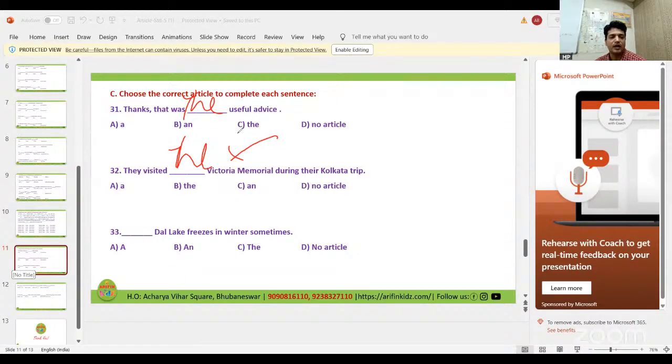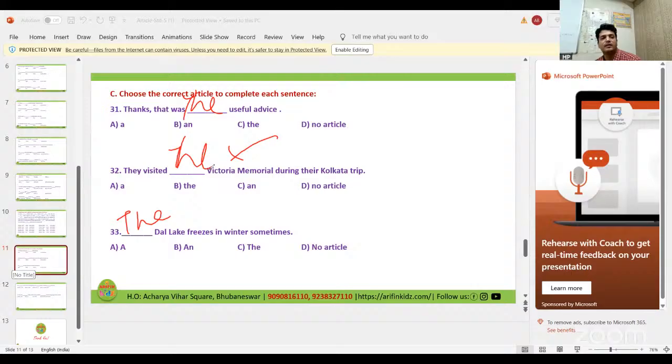Dash lake freezes in winter sometimes. It is again the. Three of them are specific. So they visited the Victoria Memorial. The lake freezes in winter sometimes. So all of them are the.